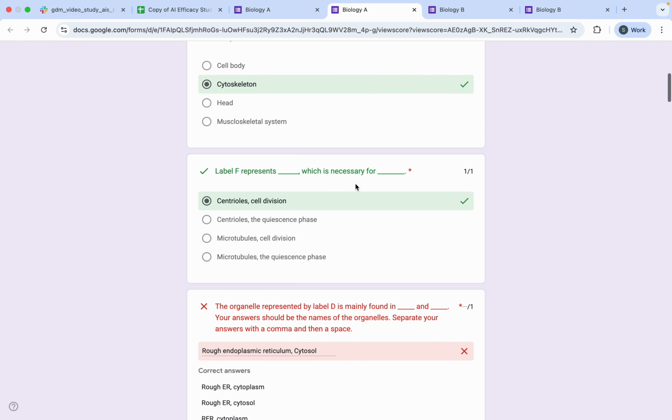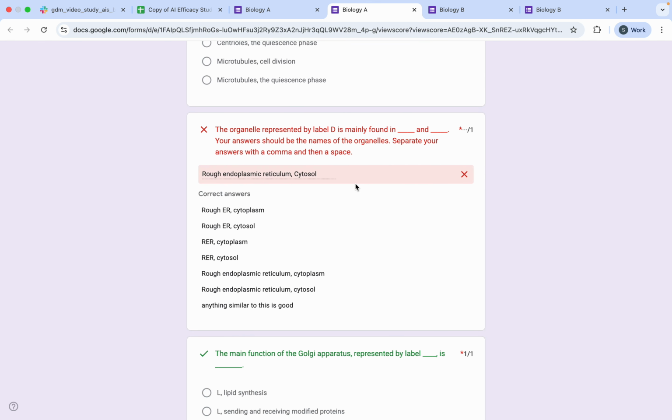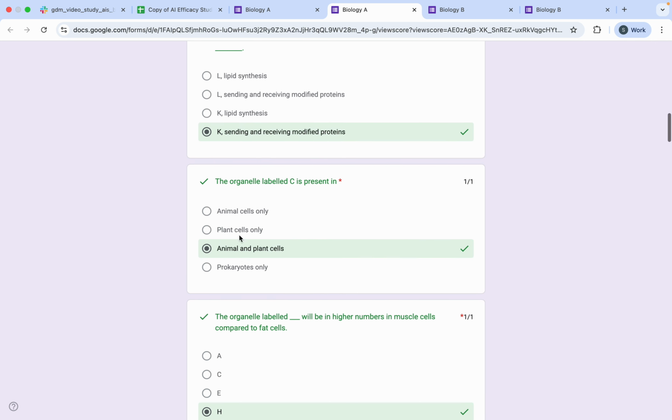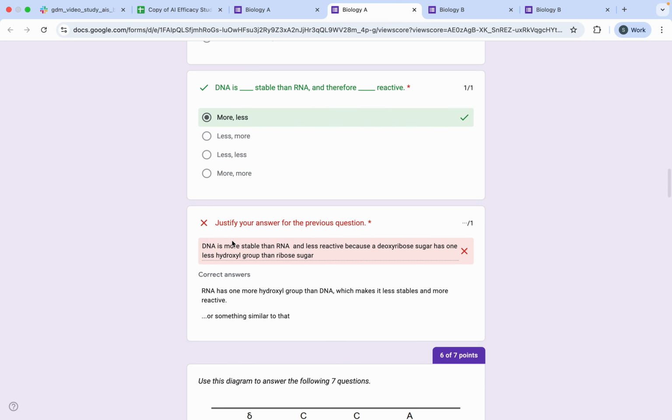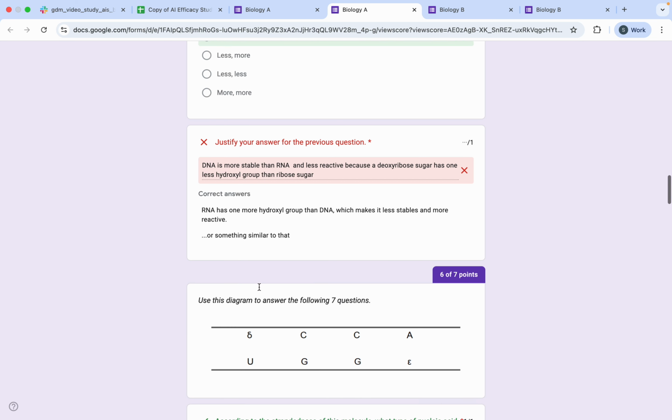Yes, great job. So what all things were wrong? Actually this is rough endoplasmic reticulum and cytosol. This is correct, right? Okay, so here RNA has more hydroxyl groups than DNA, which makes it less stable and more reactive.